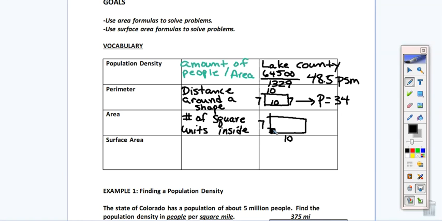Okay, then surface area. Surface area relates to area again, but what is the difference between area and surface area? Okay, I'll tell you this right here. Area is like the floor down here. Surface area is like this cup. What's the difference?